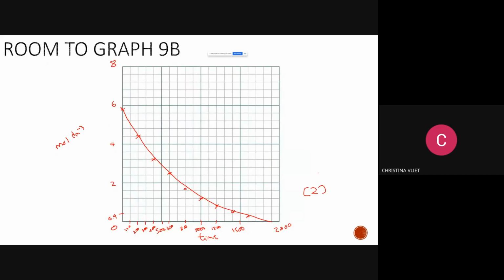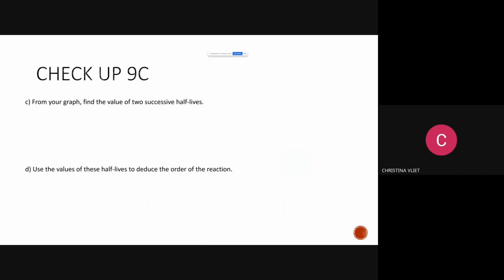And so then we've got this. The next question is why I decided to keep this, because it's a very common type of question asked on Cambridge exams. From your graph, find the value of 2 successive half-lives. What do we mean by successive?